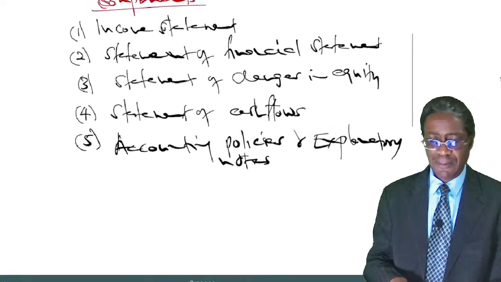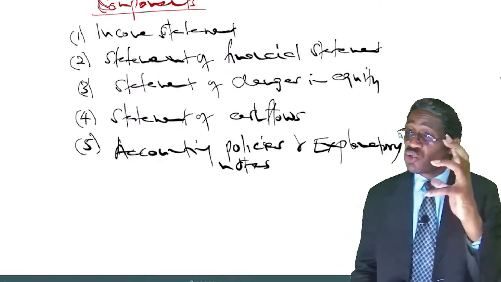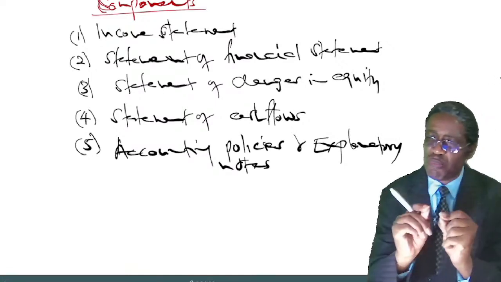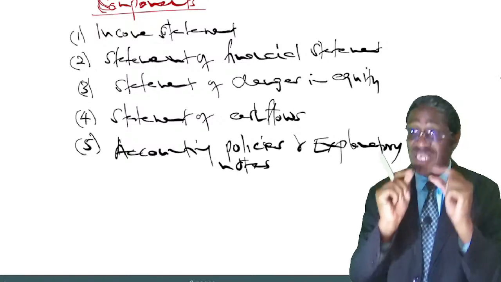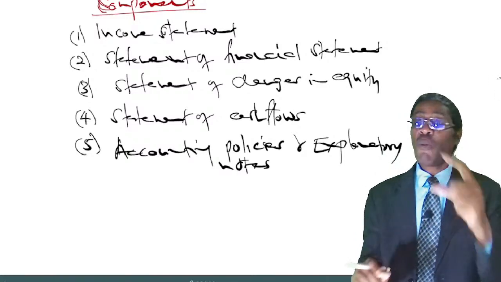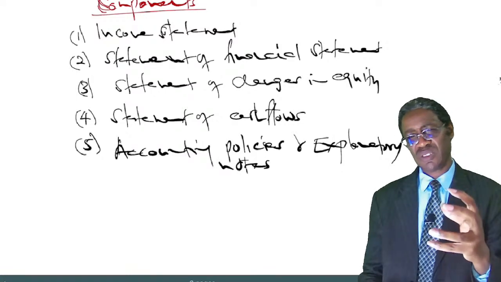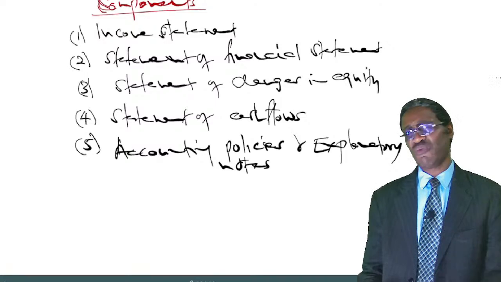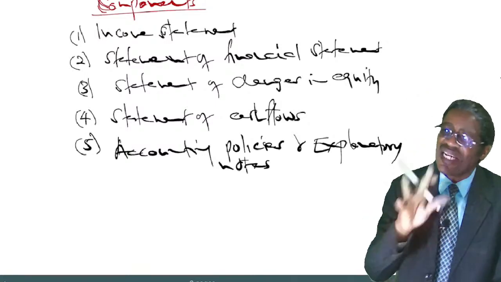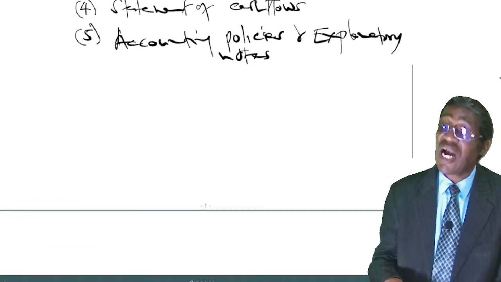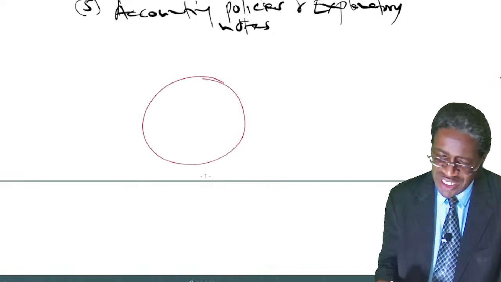Good. Now, listen carefully, we want to go through how you prepare each of these components for publication purposes. For publication purposes, how do you prepare an income statement? How do you prepare that statement of financial position? Listen, the way to prepare them is slightly different from the way a company would prepare them for internal reporting.